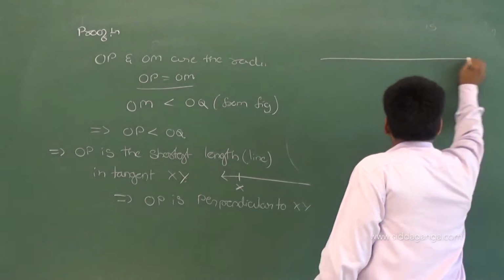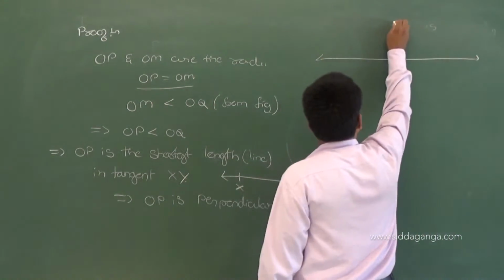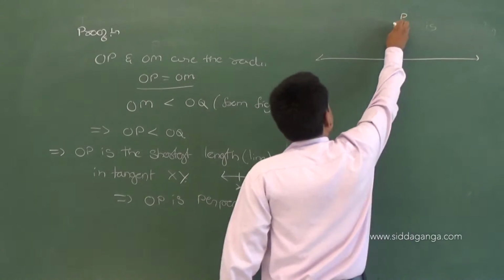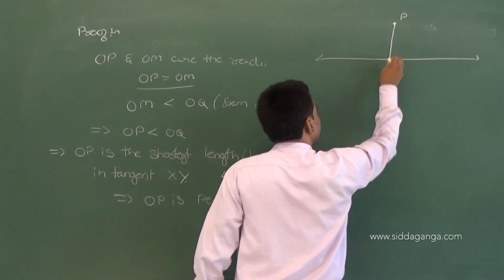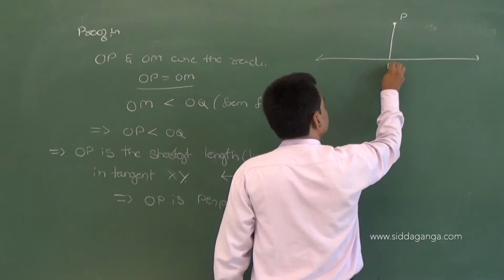So I draw a line segment. In that I draw a point P. First draw PM.